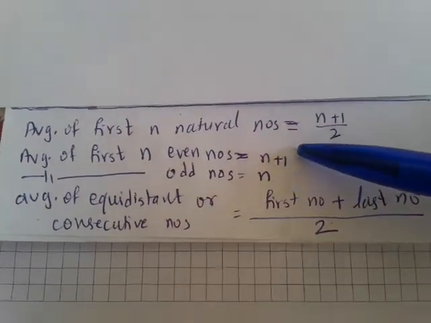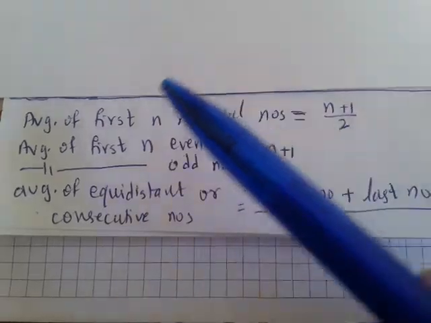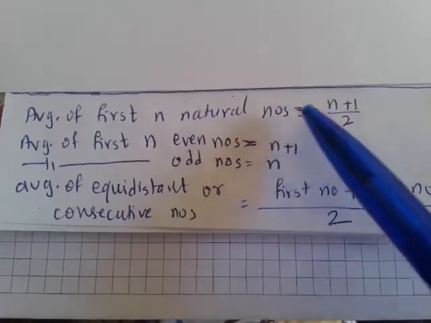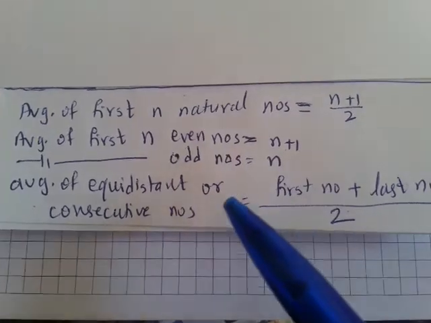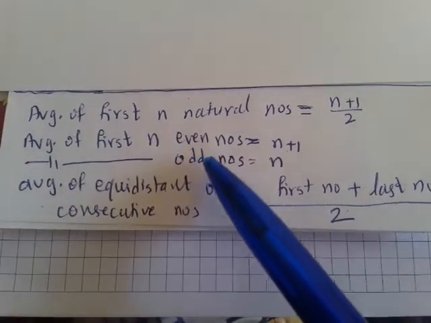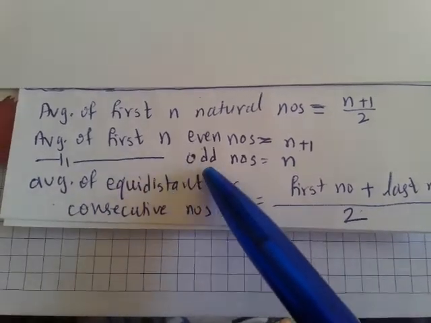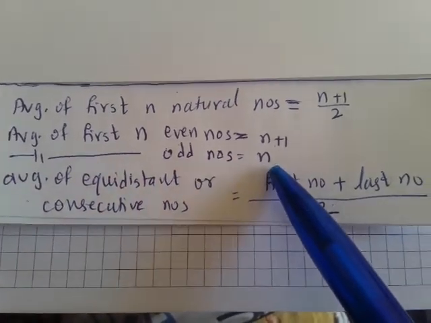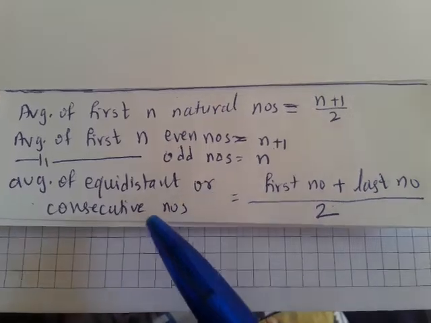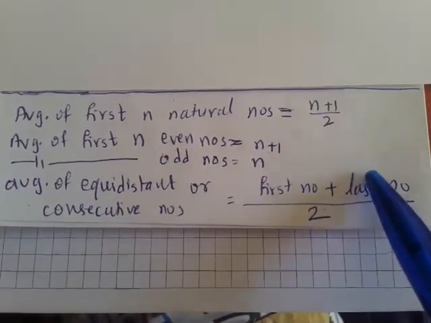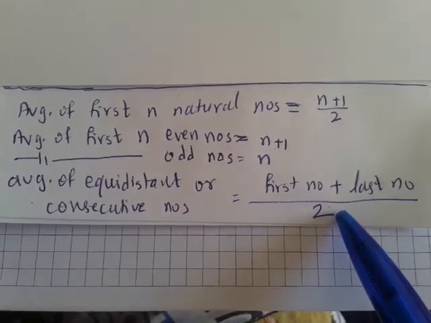These are the tricks that we learned in part 1. Average of first n natural numbers is n plus 1 upon 2. Average of first n even numbers is n plus 1. Average of first n odd numbers is n. Average of equidistant or consecutive numbers is first number plus last number divided by 2.